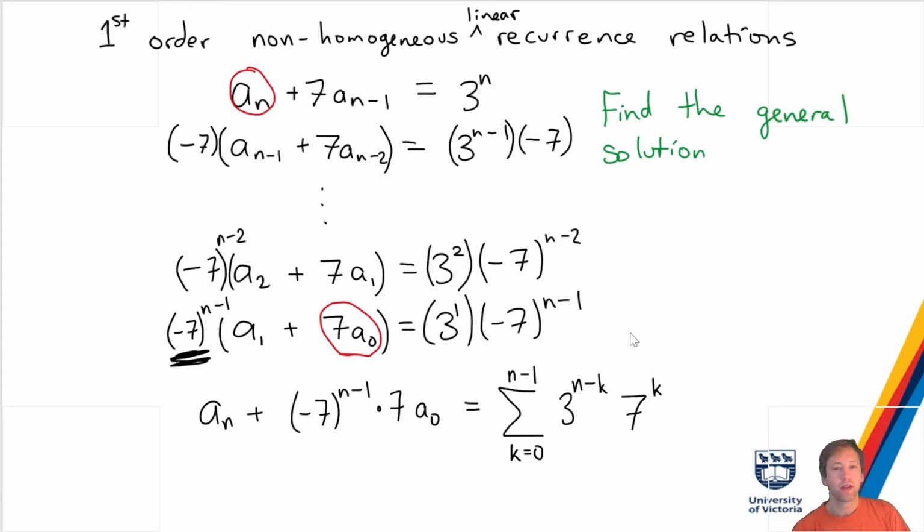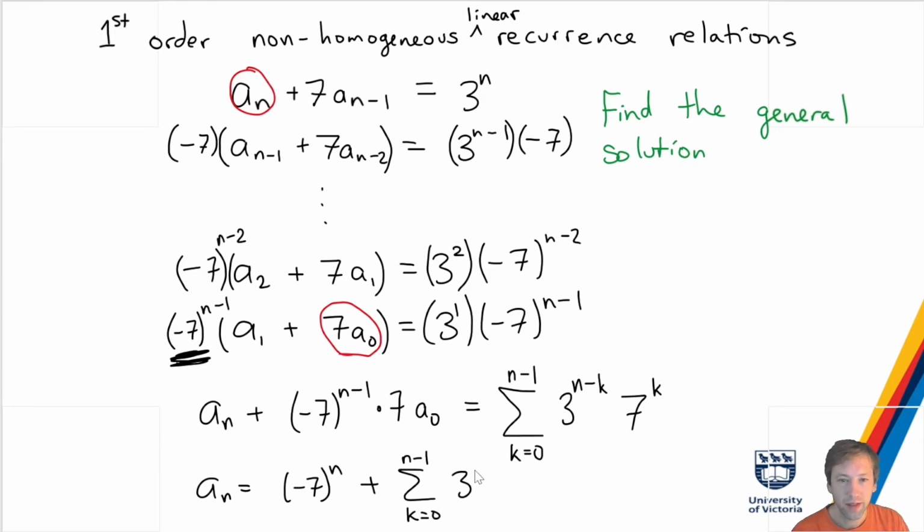Okay. Now, at this point, usually we want just a very simple closed form solution. So here we've written, we can solve this to get an. So an is equal to negative 7 to the n plus this sum. Now, in some sense, this looks like a formula for an, but we shouldn't be satisfied with this because this is not quite what we wanted. We wanted a closed form solution, but this is still in terms of a sum. So we can keep simplifying this a little bit.